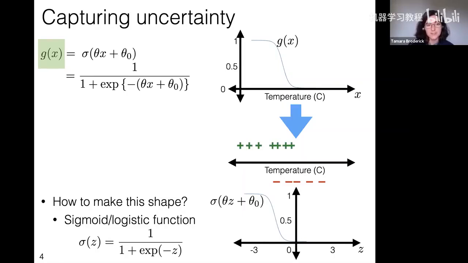That'll let us have this sort of smooth change. Instead of having this abrupt 1-0 function, we're having a smooth change between always doing something and always not doing something, like always wearing a coat and always not wearing a coat.